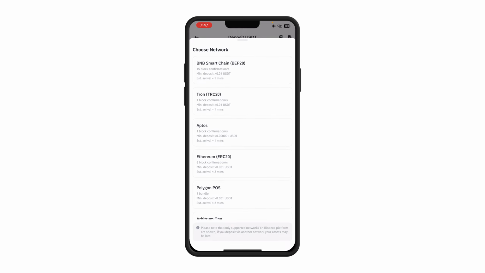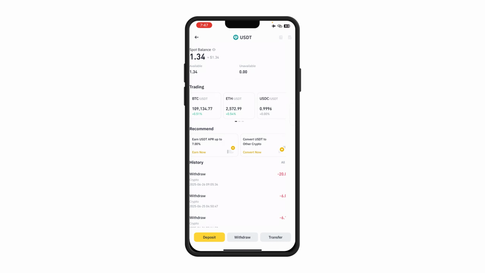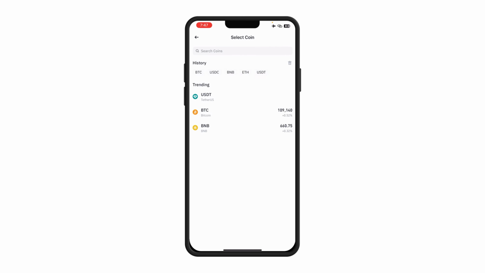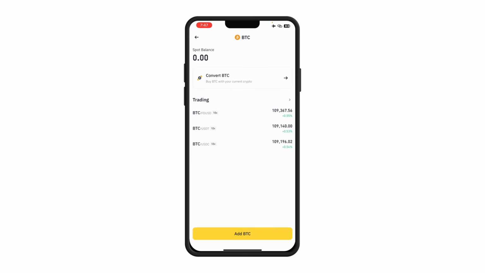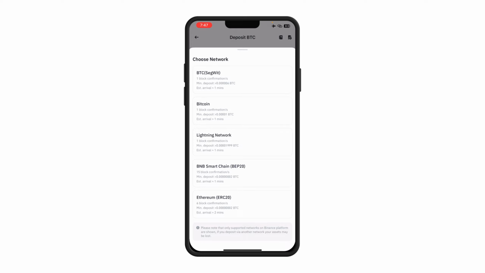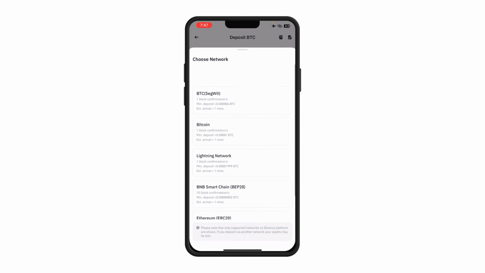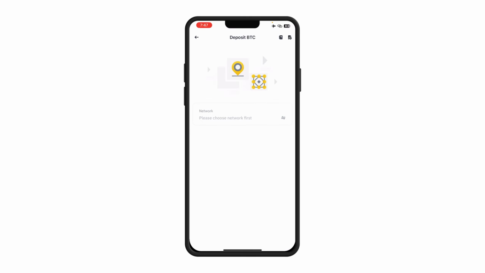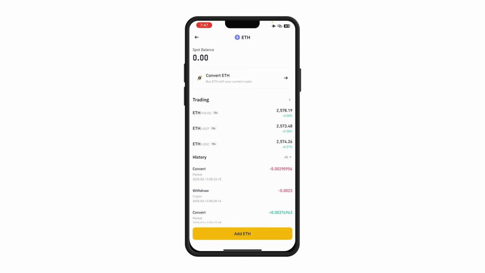So the basic thing for you to do is to ask the person the network the person wants to send on, then the crypto. So if the person wants to send you Bitcoin, you can come on here, type in BTC, click on this, click on Bitcoin, and you're going to get the address. If the person wants to send you Ethereum, I think this still applies. Head over to this, type it in, and you're going to see it.